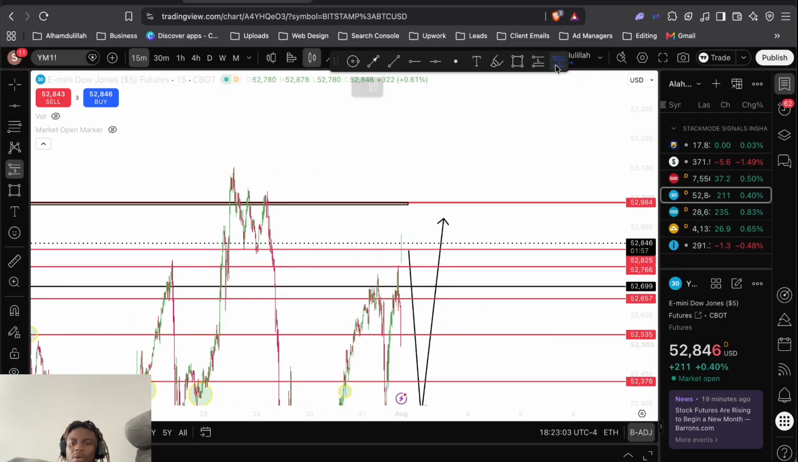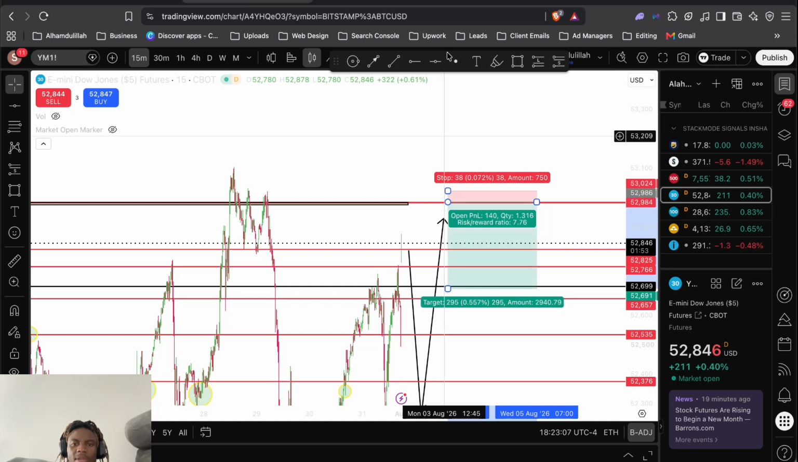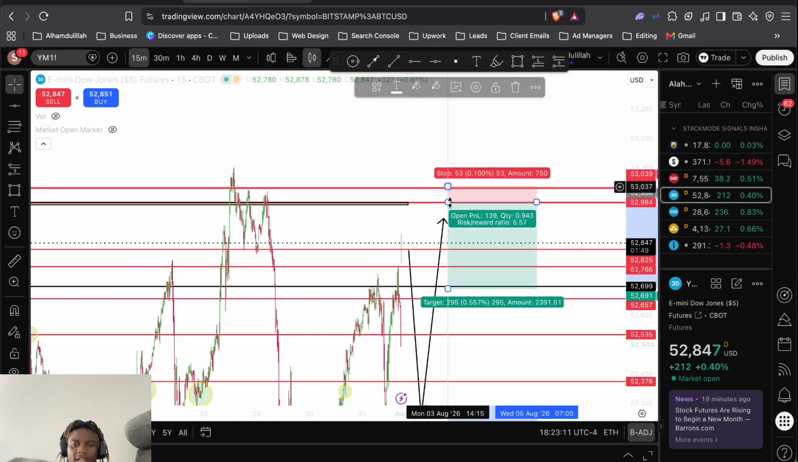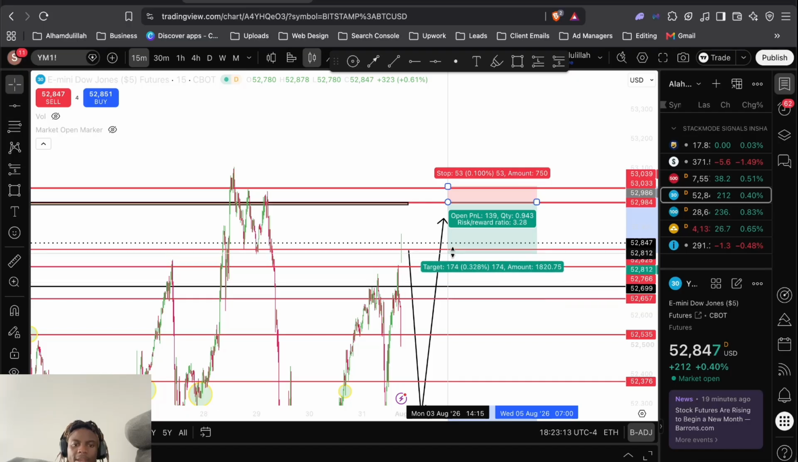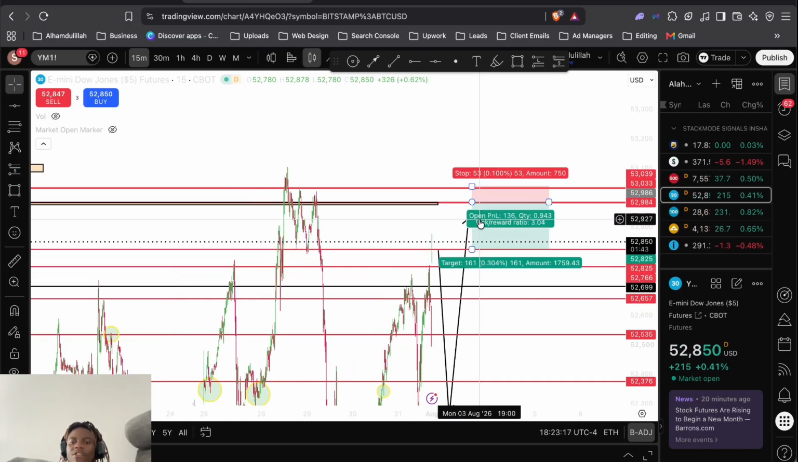So even if you were to take a short, take something like this, your stop loss could easily be above resistance, could be above here, something like that. And then take profit down to the next previous area of support. So then this would leave us with a 1 to 3.